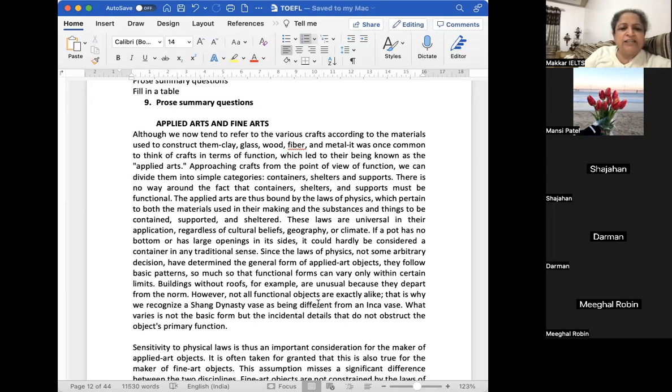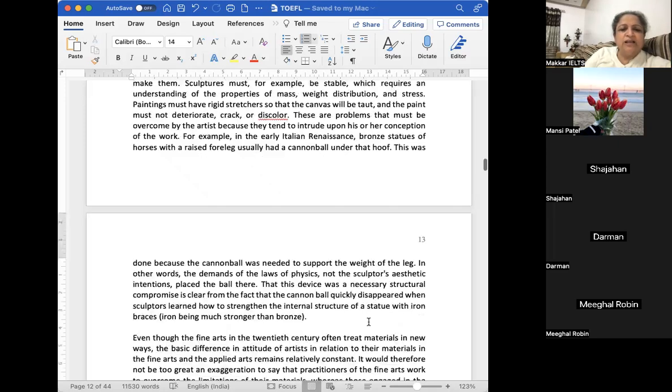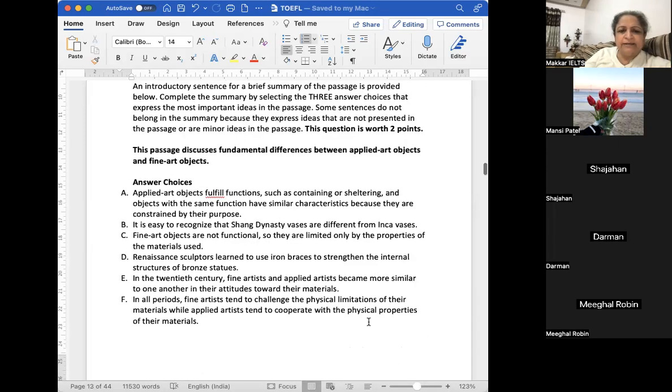However, not all functional objects are exactly alike. That is why we recognize the Shang dynasty vase as being different from an Inca vase. What varies is not the basic form, but the incidental details that do not obstruct the object's primary function. So can you figure out any answer?